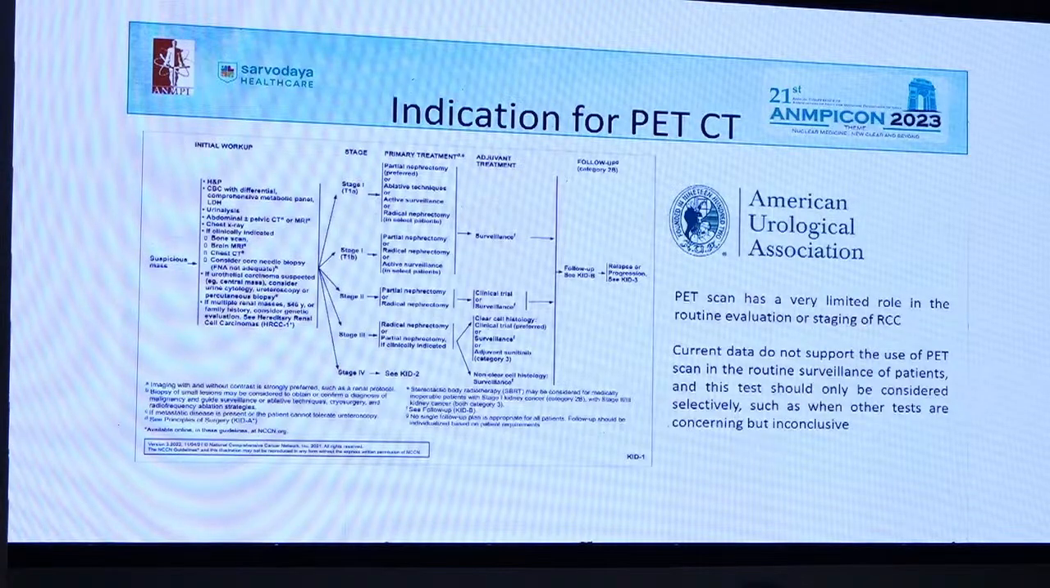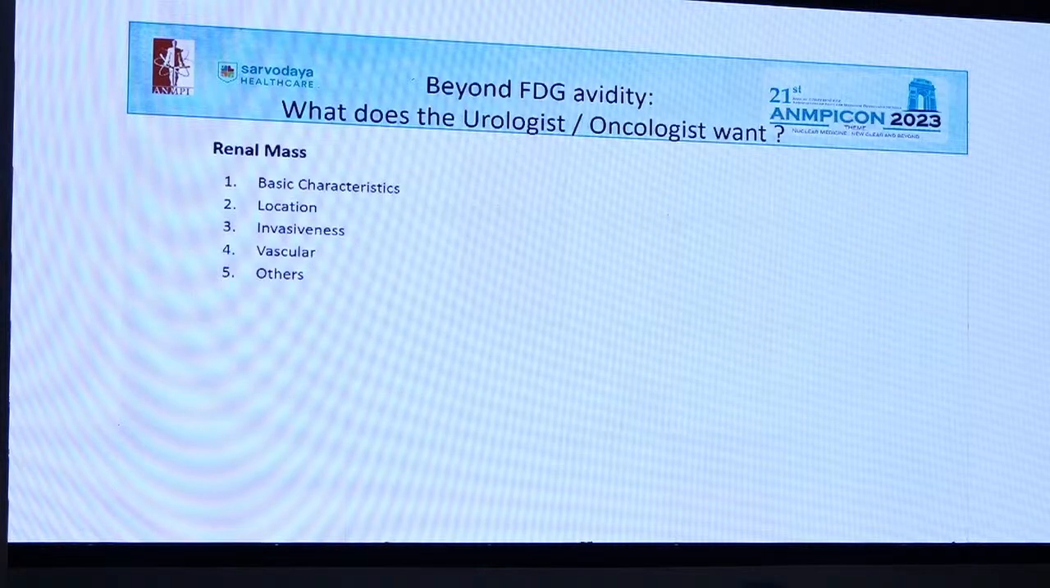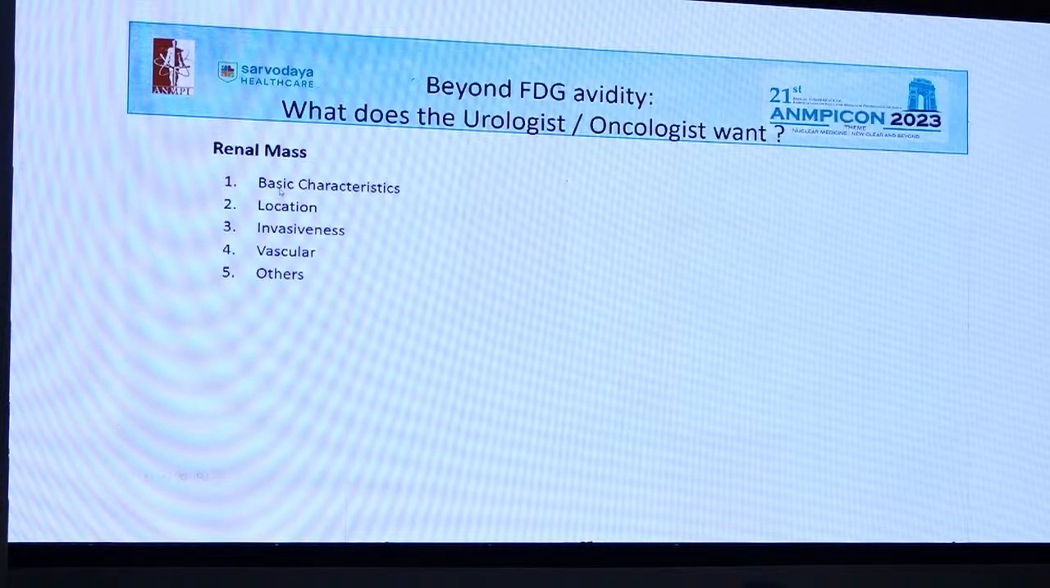And this again reflects in our clinical practice, where we do not routinely get PET CT scans for renal evaluation or renal tract evaluation. So it is quite evident that a urologist or oncologist does not depend on FDG avidity for their clinical decision making. So what exactly is it that the urologist wants? These are the basic five sections: the basic characteristics, the location of the mass, invasiveness, vascular appearance, and others.